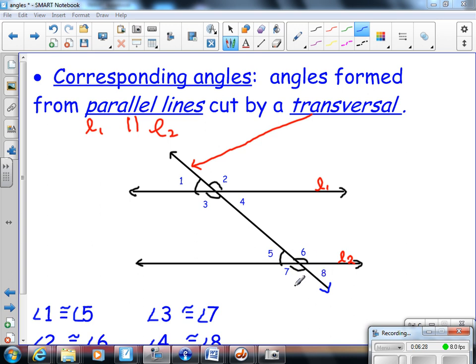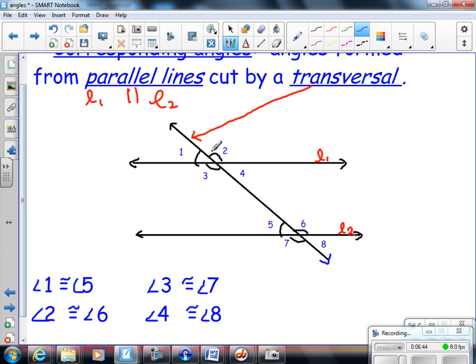Okay, when we talk about corresponding, we're going to look at some other angle pairs as well. We're going to say that angle 1 corresponds with angle 5. Angle 3 corresponds with angle 7. Angle 2 corresponds with angle 6. And angle 4 corresponds with angle 8. And they are the same.